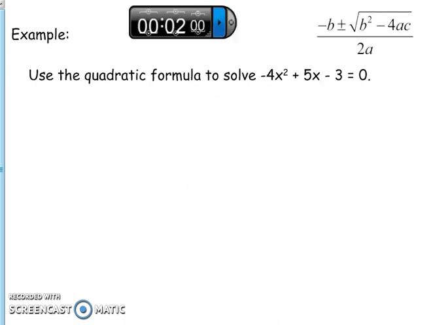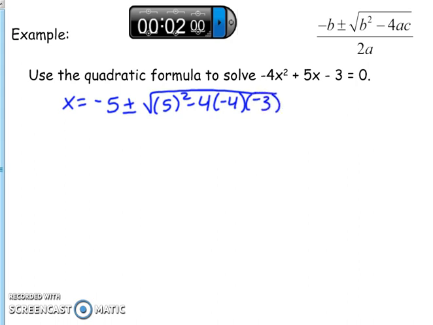All right, let's look at another one. Okay, so again, let's plug it in. x equals negative b, so negative 5, plus or minus the square root of 5 squared minus 4 times negative 4 times negative 3, all over 2 times negative 4.